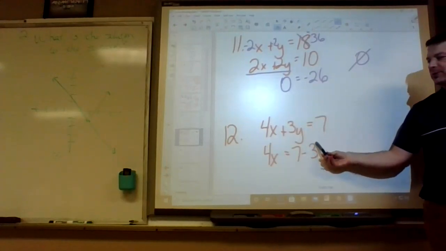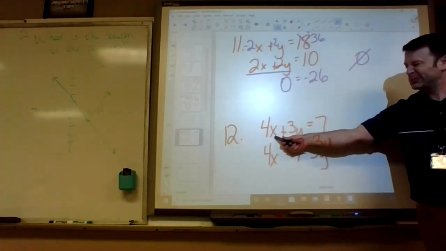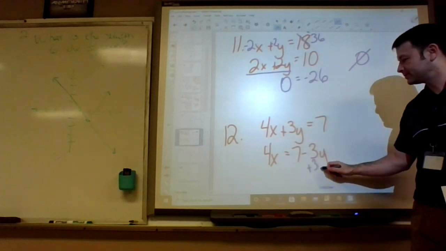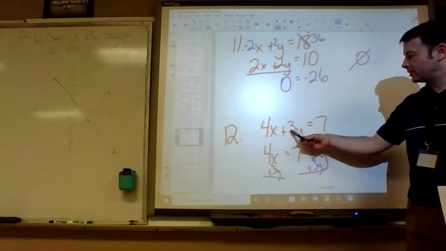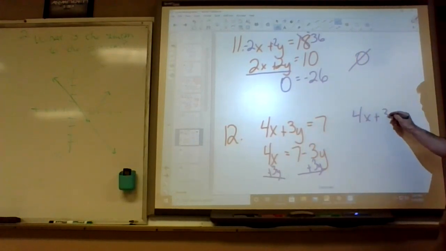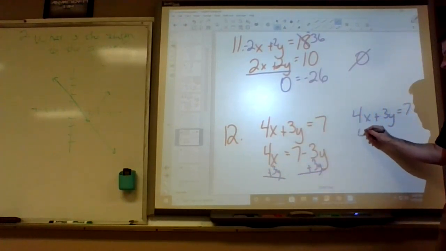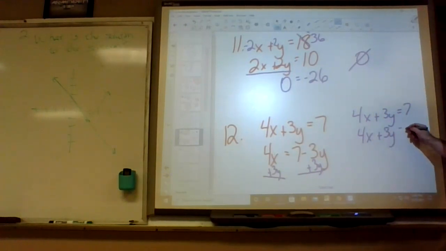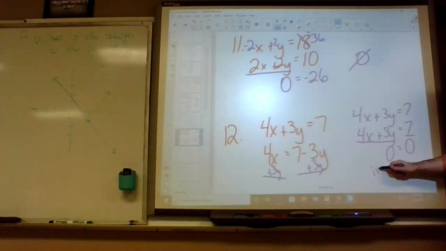What's the best way to do number 12? You do plus 3y. If you add 3y, it'll be on the left side and you can line it up like this. So on the top you get 4x plus 3y equals 7, and on the bottom 4x plus 3y equals 7. If you subtract both lines, what do you get? 0 equals 0. So what does that mean?